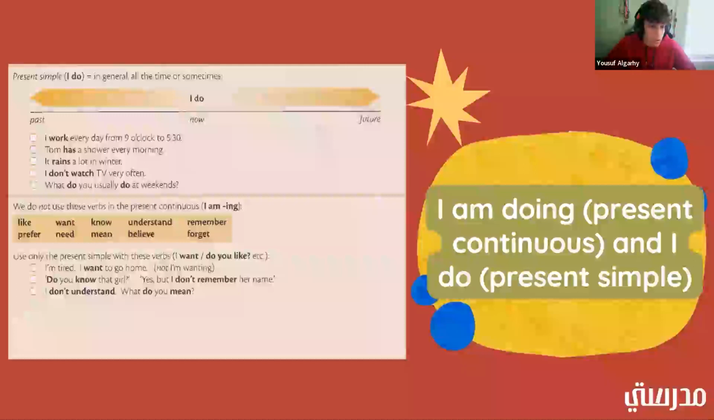Okay. So here we have a few examples. I'm tired. I want to go home. You wouldn't say I'm tired. I'm wanting to go home. Okay. Do you know that girl? Yes, but I don't remember her name. All right. I don't understand. What do you mean? All right, good.